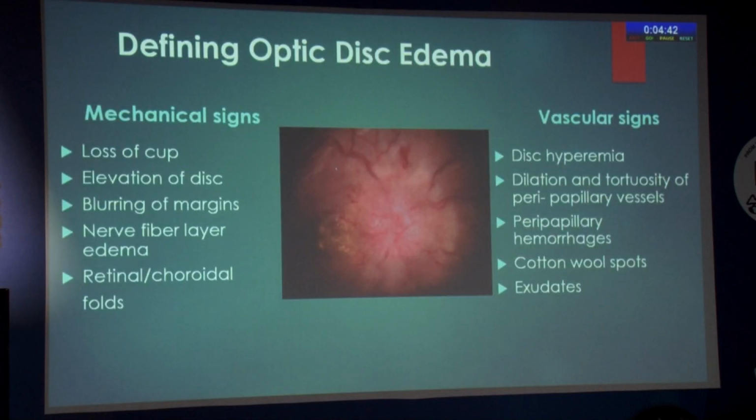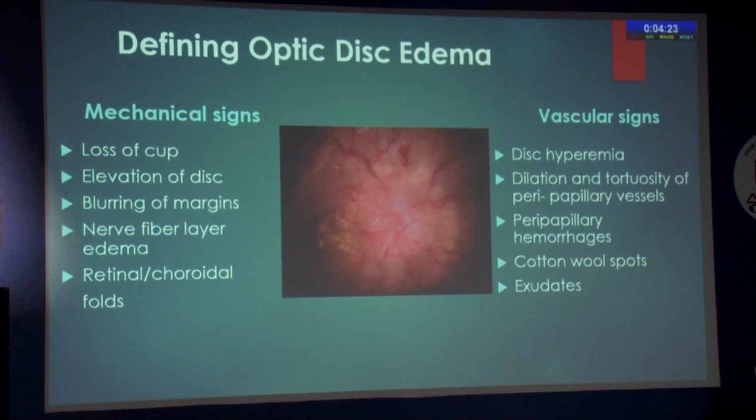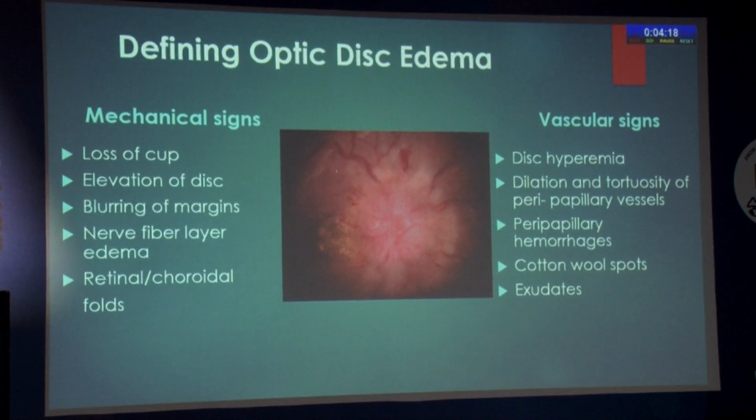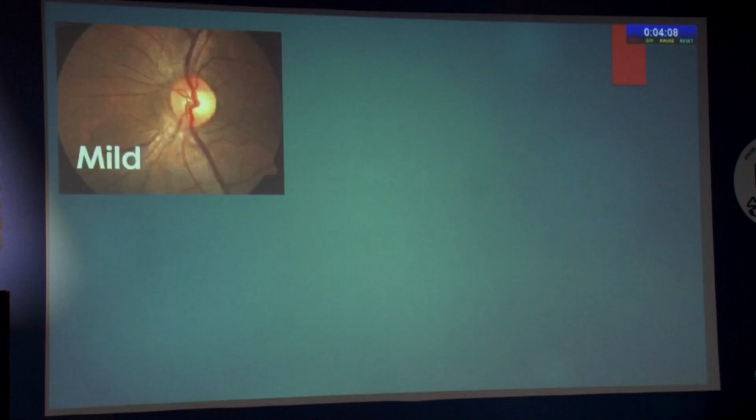Obvious disc edema would have a lot of signs which usually are not difficult to pick up, like loss of cup, and elevation of the disc significantly over the rest of the retina. The margins are blurred. There is nerve fiber layer edema, and there could even be so much fluid that there could be retinal and choroidal folds. The vascular signs would be disc hyperemia, dilatation and tortuosity of the peripapillary vessels, peripapillary hemorrhages, exudates that start getting evident as the fluid gets absorbed, and of course cotton wool spots.